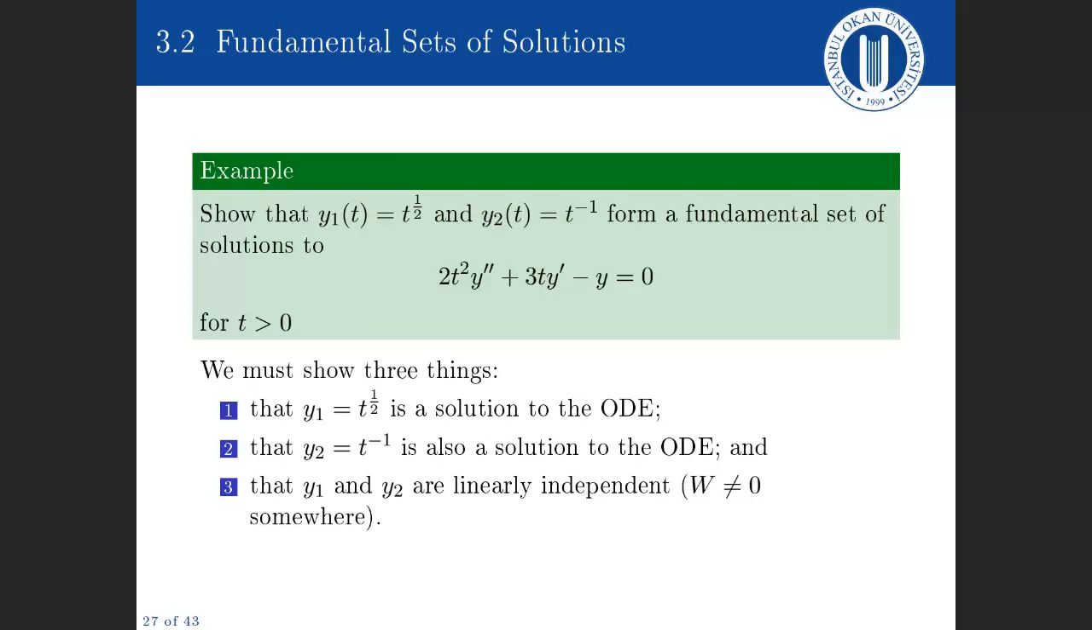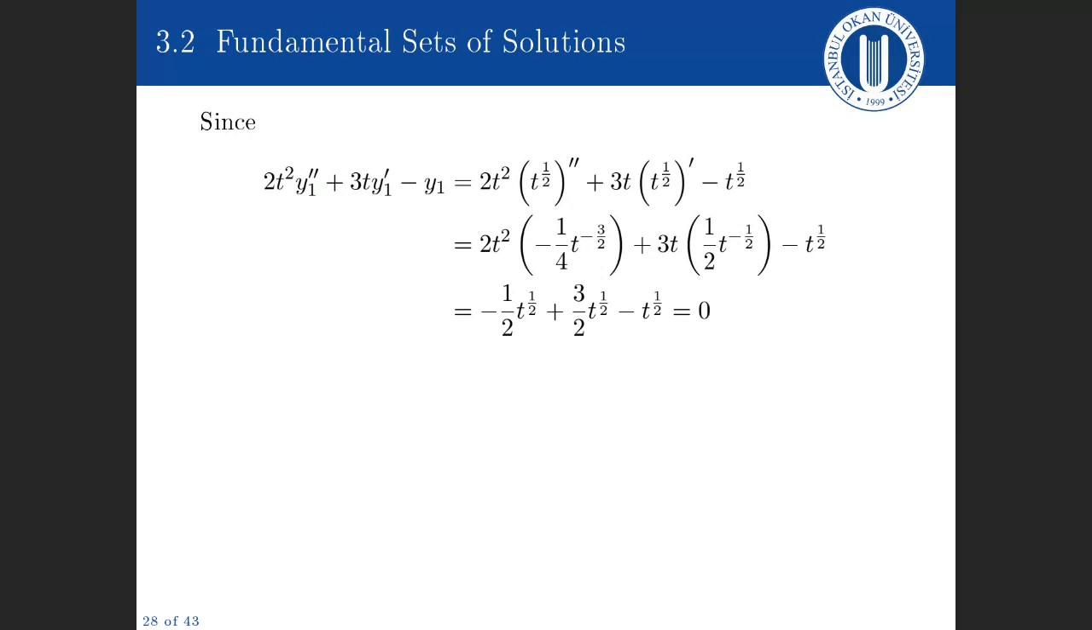So let's do step one first. Let's show that t to the power of a half is a solution to this differential equation. What we do is we substitute t to the power of a half into the equation. We want to get zero. We want 2t squared multiplied by two derivatives of t to the power of a half, plus 3t multiplied by one derivative of t to the power of a half, minus t to the power of a half is equal to zero. And when we do these derivatives and cancel everything, we do get zero. So yes, this shows that t to the power of a half is a solution to this differential equation.